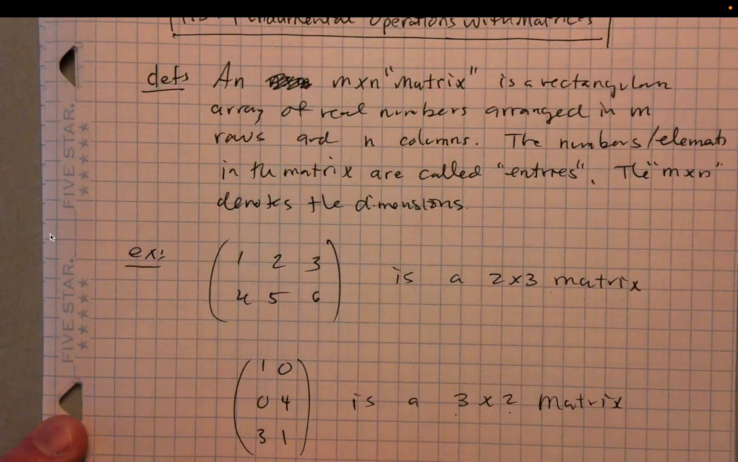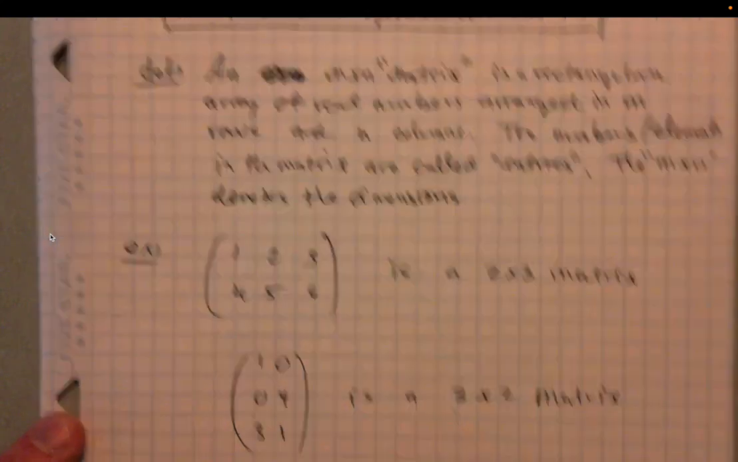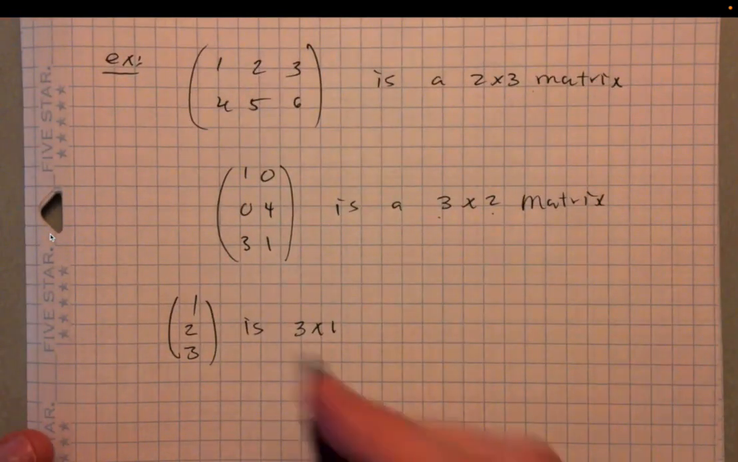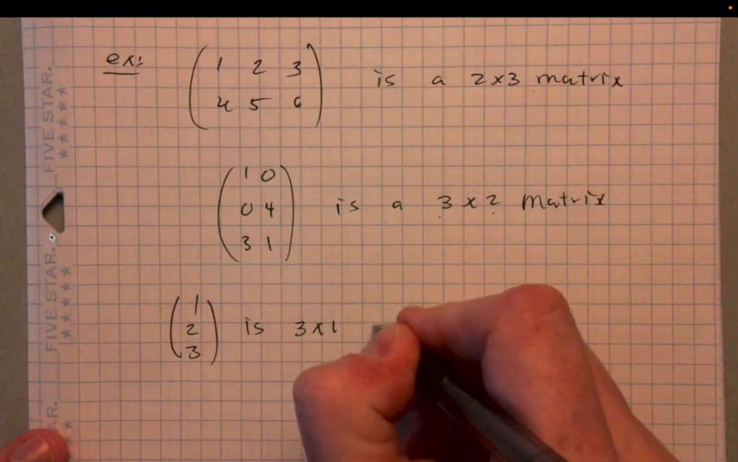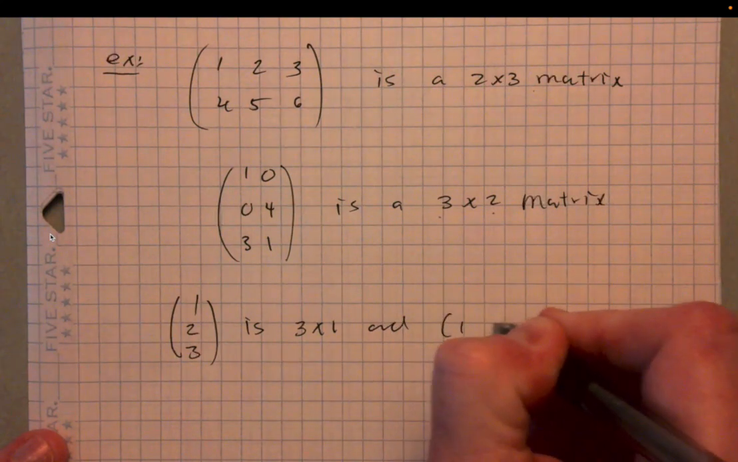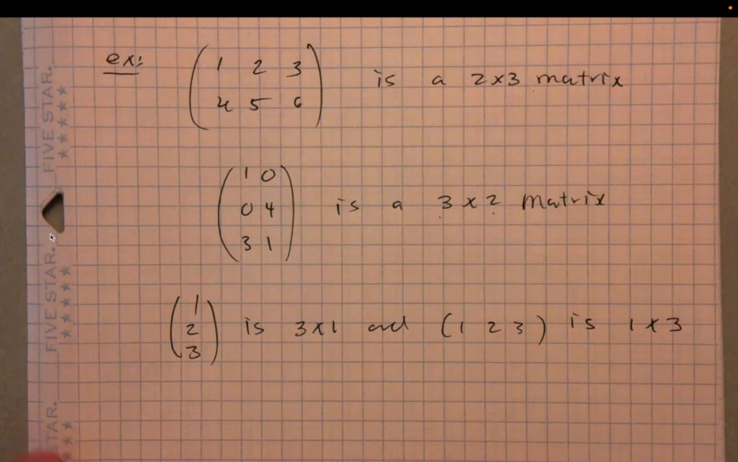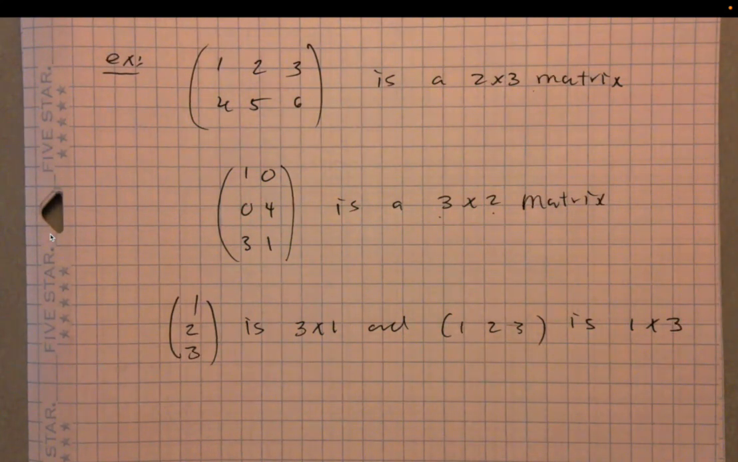What about this one? 1, 2, 3 written vertically is a 3 by 1: 3 rows, 1 column. And 1, 2, 3 written horizontally is a 1 by 3: 1 row, 3 columns. These are just a few examples.